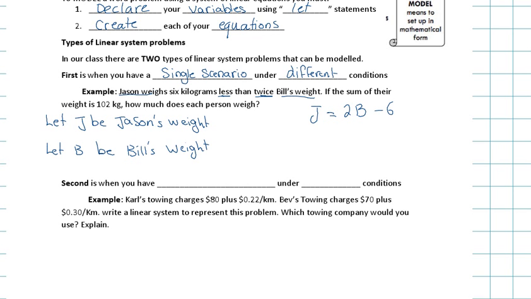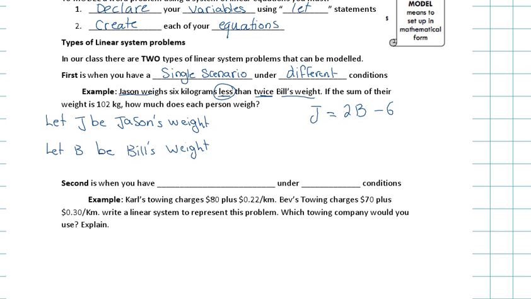So when you see the word less, that means you're taking away. You're subtracting. When you see the word twice, that means you're multiplying by 2. When you see the word more, then you're adding. Does it make sense? Good. So this is the first equation, and I got this equation using the first sentence. Now let's look at the second sentence. If the sum of their weight is 102, the sum of their weight. What's Jason's weight? What is the letter that represents that?